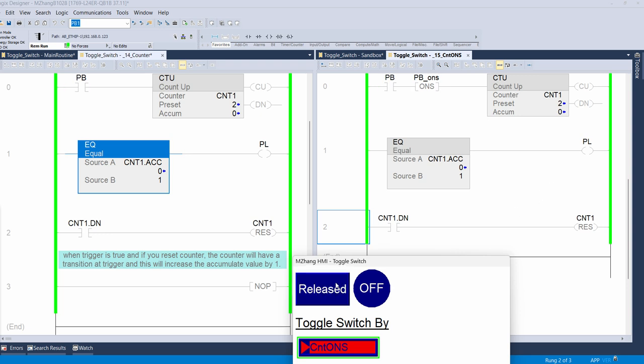Now I'm going to try to press the button quickly. Like I said, no matter how quickly you press the button, you still need the one shot to filter the scan. Otherwise, it won't work. So quickly, 1, turn on, 1, turn off. Press on, press off, press on, press off.